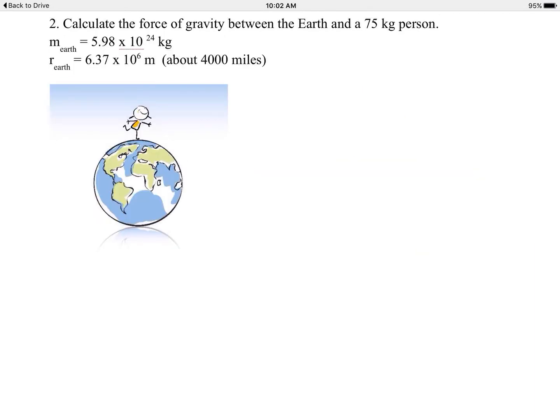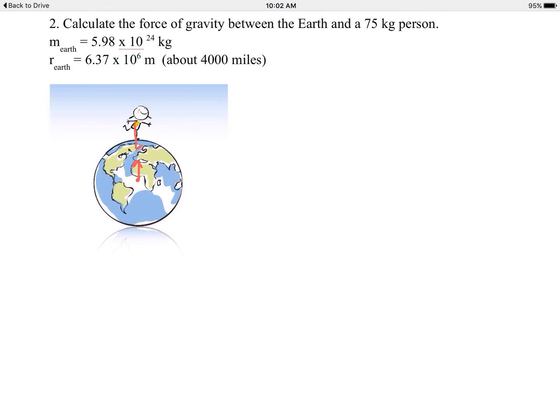Alright, we have an obvious not to scale diagram here. A person standing on the Earth. Calculate the force of gravity between them. They're pulling on each other. And once again, they're pulling on each other equally. It's just that the smaller thing, us, a person, or anything compared to the Earth, essentially on the Earth, is smaller than the Earth, insignificant in size, but we can calculate the force of gravity.